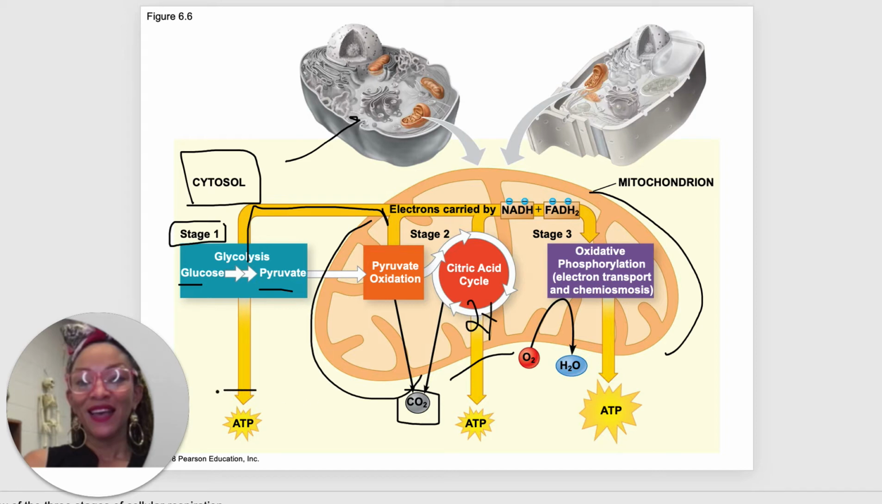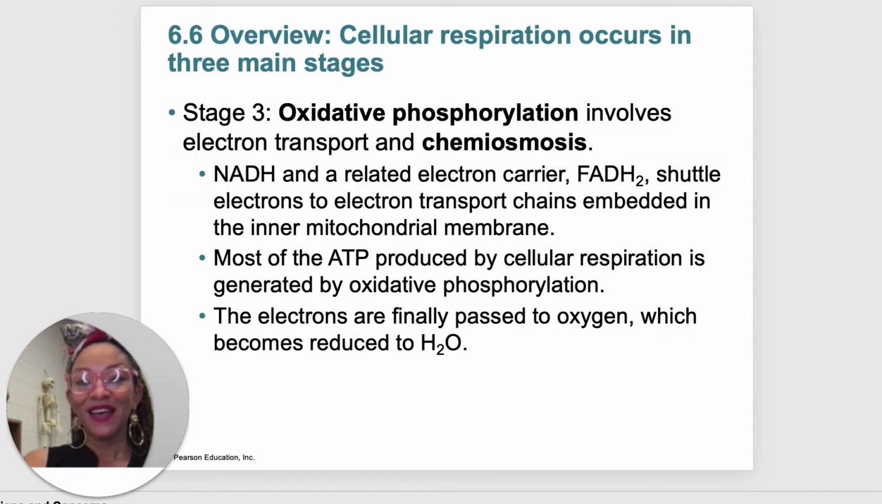okay? And you can also see the stages that actually produce ATP. So we get about 2 ATP here for glycolysis, and the citric acid cycle depending on how many rounds it's gone through. And then we have the most ATP produced here at the last stage, okay? So we have our citric acid cycle. And then at the last stage, we have something called oxidative phosphorylation, which combines the electron transport chain and something called chemiosmosis that we will go over in a second.